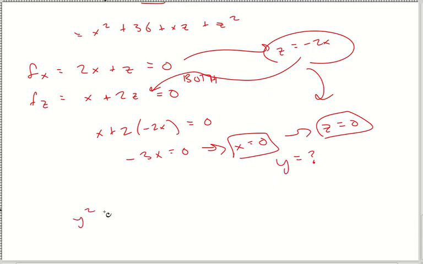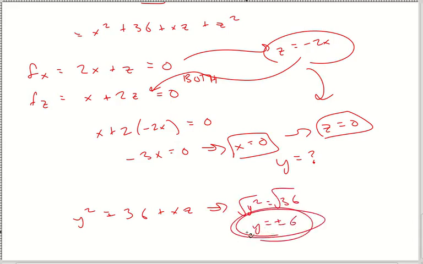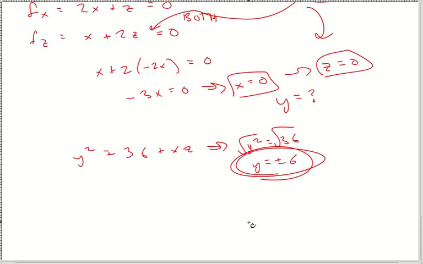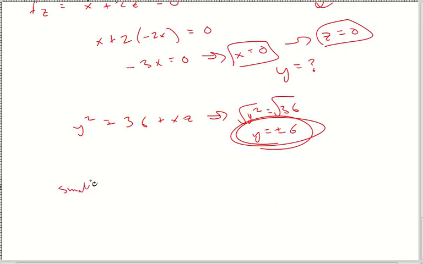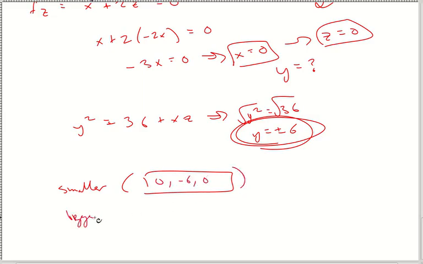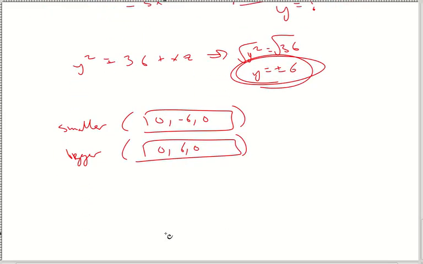Well, we had y squared was 36 plus xz, right? So these are both 0. So basically y squared is equal to 36, square root, and so you get y equals plus or minus 6. Remember to have plus and minus, because when you square root both sides, you have to do that. Also, this indicates our answer. We got the smaller y value, which they would want the negative 6, and then the bigger y value, which they'll want the positive 6. And there you go. That was it.